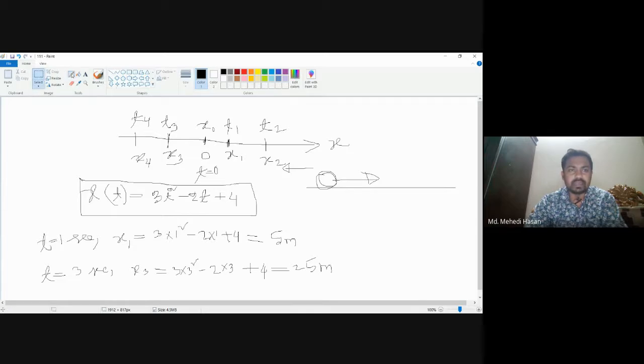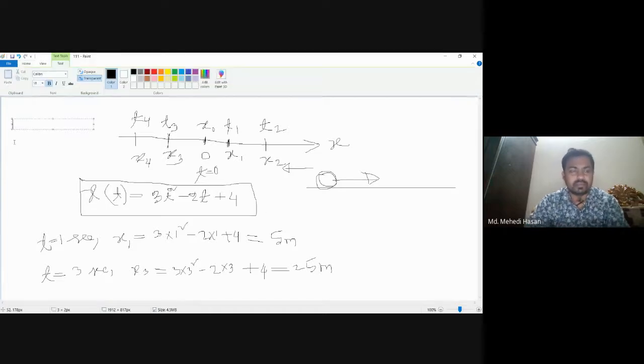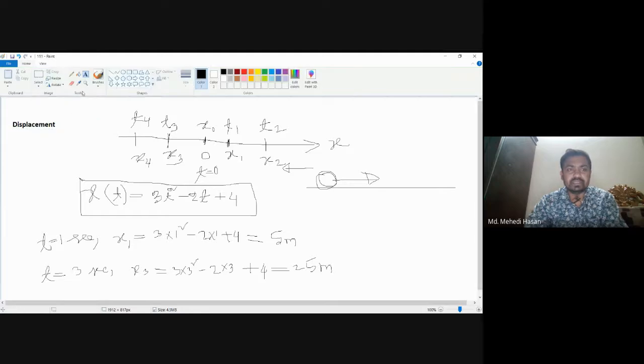The next thing is displacement. The definition of displacement is the change in position of an object with respect to time. So if a time interval is given, then you can easily find the displacement from the main formula, which is the change in position with respect to time.